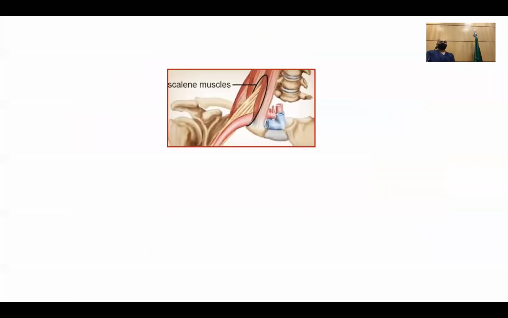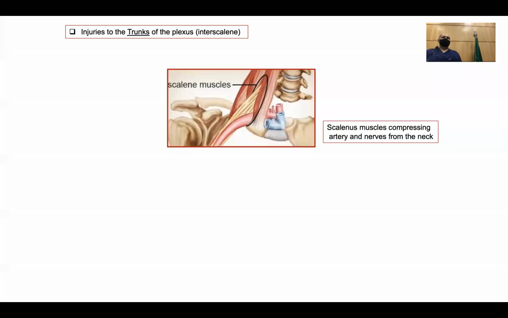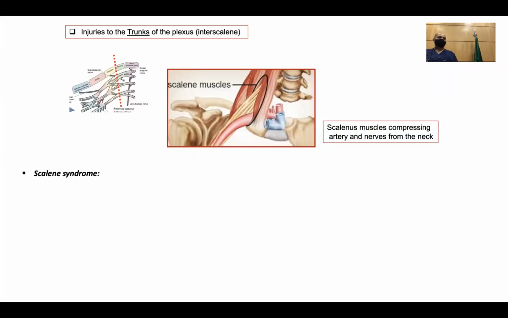Now, this place, what is happening? Scalene muscle. If someone's scalene muscles become very strong, very powerful, what are they compressing? After roots comes what? Trunks. So trunks can be compressed between these muscles, or if there is an injury to these muscles. So now, trunk level. So the nerves have been compressed at the trunk level.